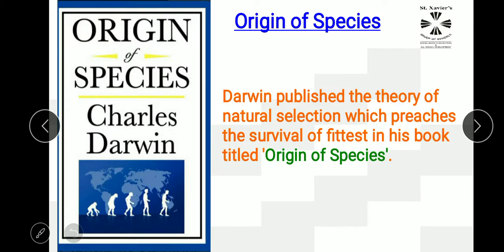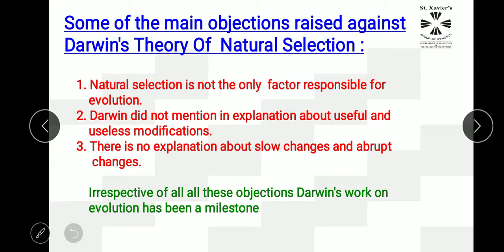Now let's continue. Origin of Species. Darwin wrote a book. The name of the book is Origin of Species, written by Charles Darwin. Darwin published this theory of natural selection, which preaches the survival of the fittest. The name of the book is Origin of Species, students. So whenever you have time, you can read this book, Origin of Species, students.